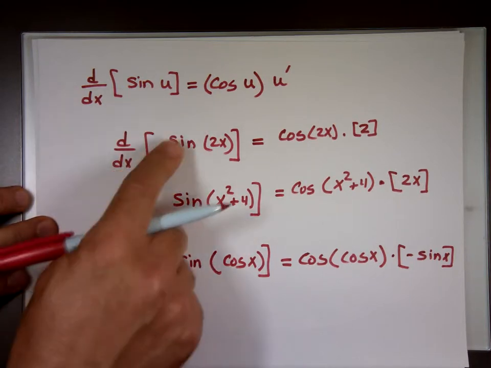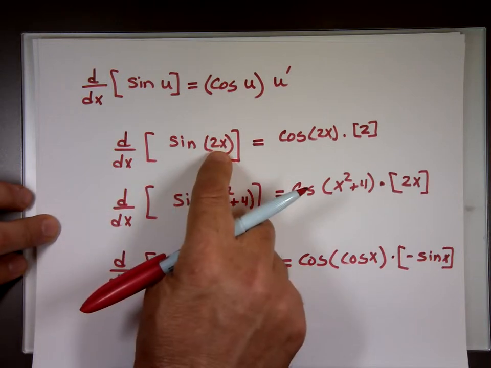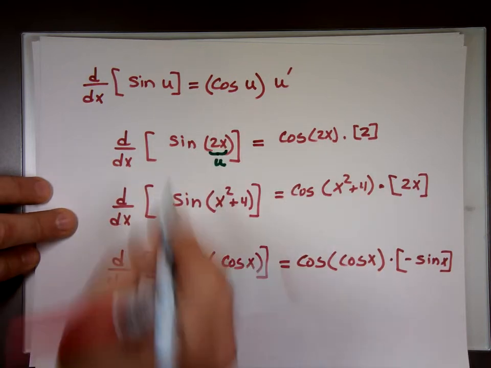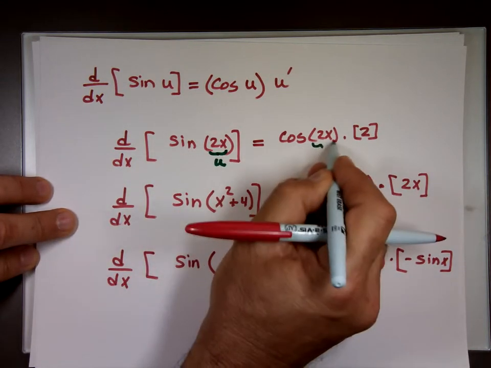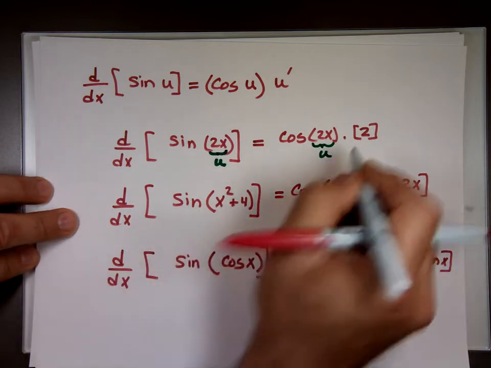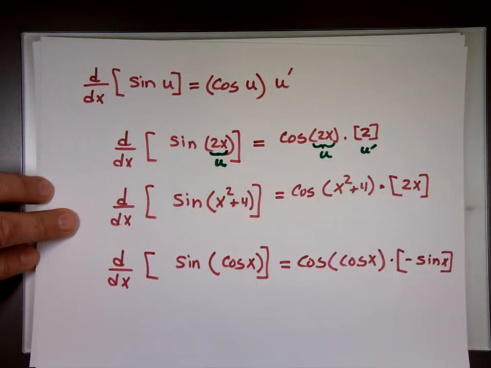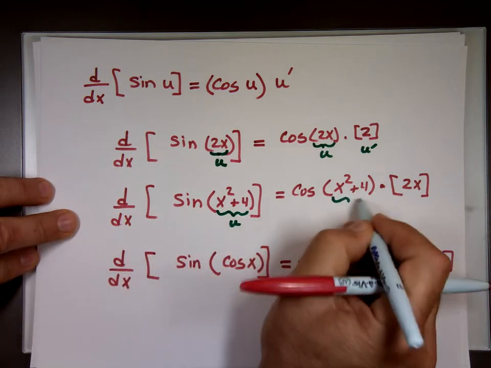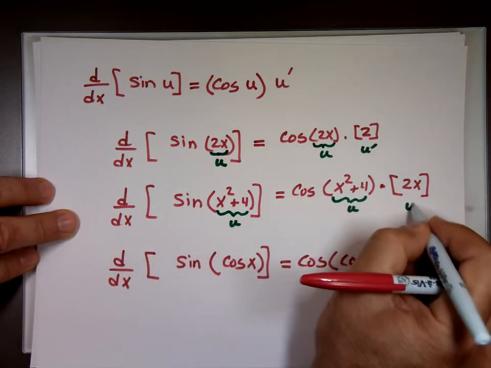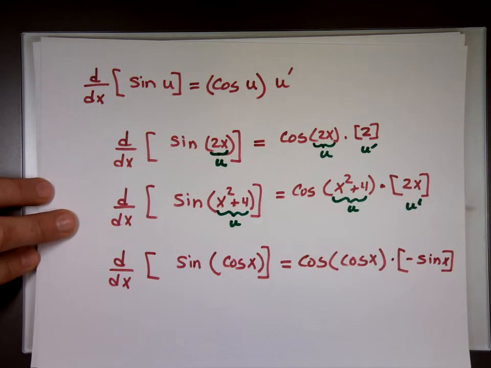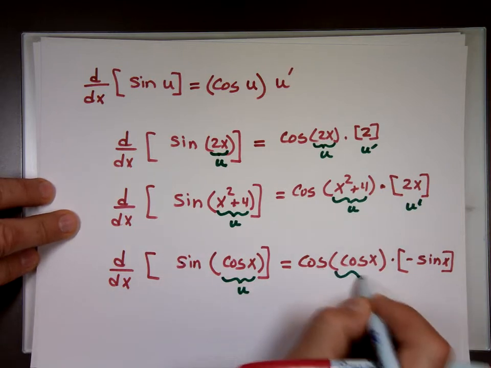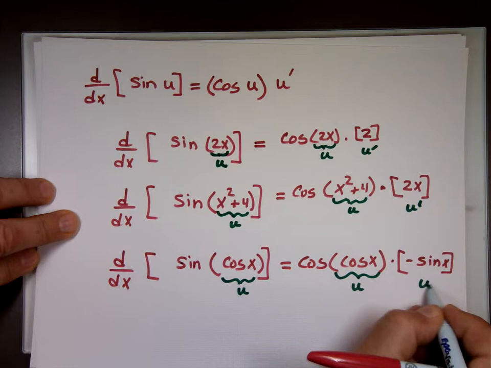So if we have the derivative of sine 2x, again, the 2x is u here. The equation says it's going to be the cosine of u, that's the cosine of the 2x, times the derivative of that, that's u sub prime. The derivative of sine of u is the cosine of u times u sub prime.